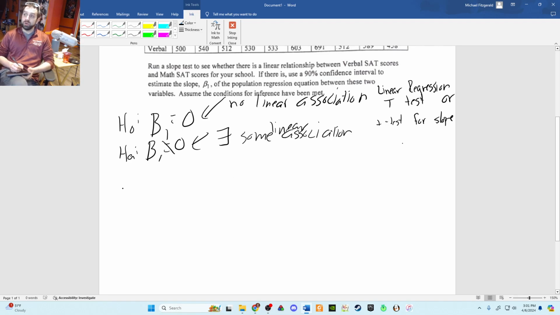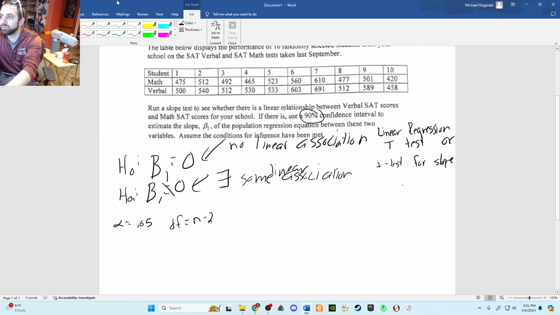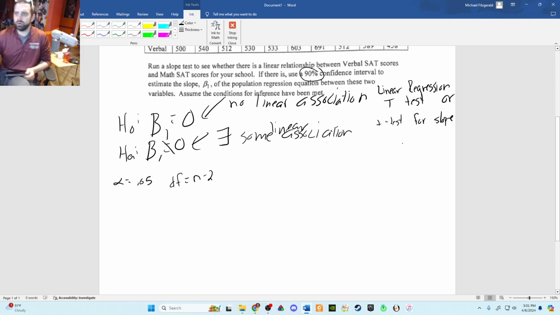Since we're not given the level by which we would do this hypothesis test, we would assume alpha is equal to 0.05. But when I see a 90% confidence interval here, that might suggest that you could use alpha of 0.10. Doesn't make it clear though, so I'm just going to go with my alpha of 0.05. It's also important to define your degrees of freedom, which is n minus 2. There are 10 points, so our degrees of freedom is 10 minus 2, which is equal to 8.